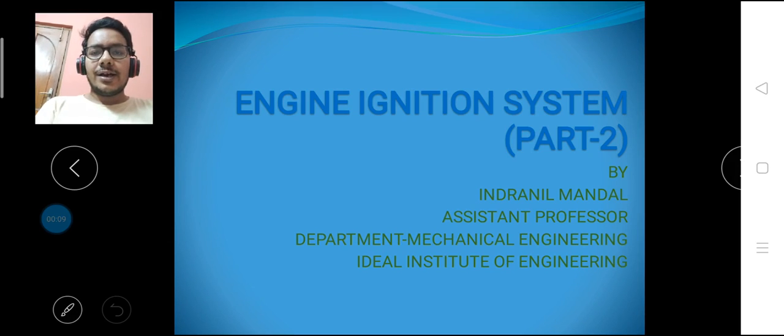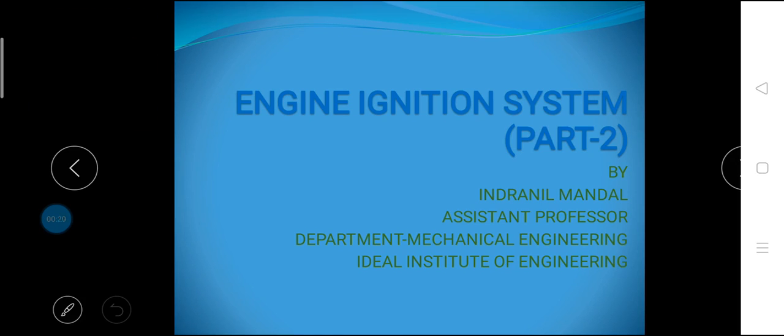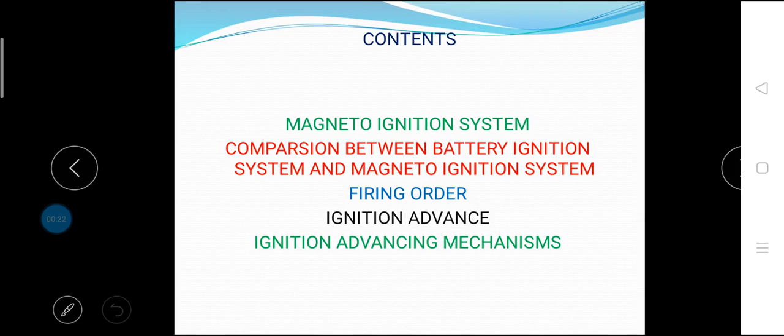Today I will deliver a lecture on engine ignition system that is related to internal combustion engine and automobile engineering. These are the main contents: magneto ignition system, comparison between battery ignition system and magneto ignition system, firing order, ignition advance and ignition advancing mechanisms. I will discuss one by one.